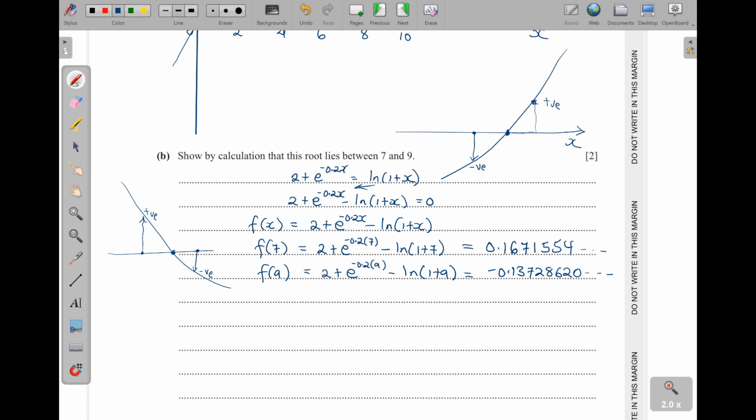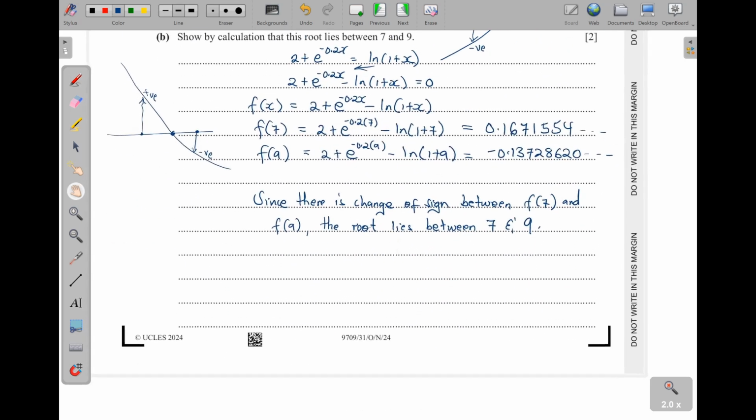So I'm going to say, since there is a change of sign between f of 7 and f of 9, the root lies between 7 and 9. You conclude.